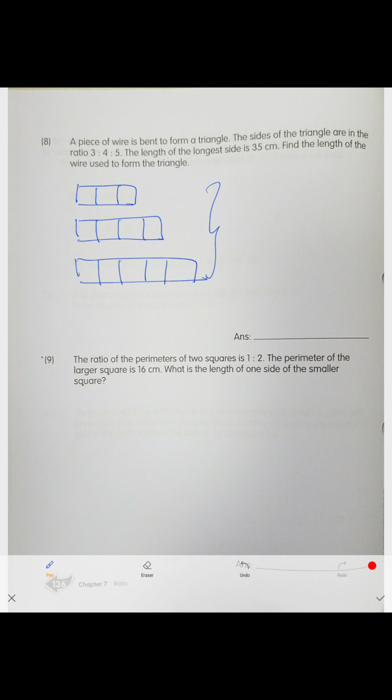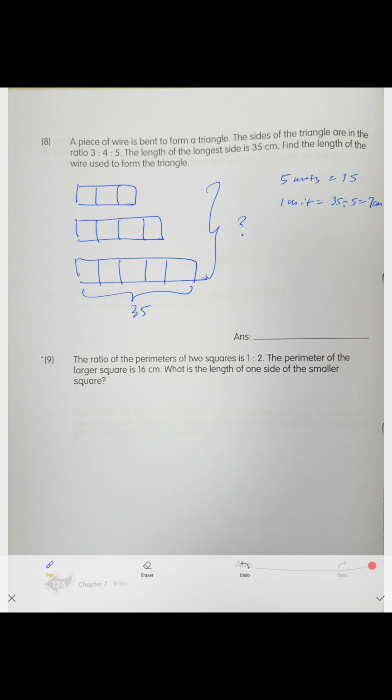So all sides all together, we don't know how long. We just know that the longest side is 35. All right? And this is what we do. So our 5 units is 35. Our 1 unit is 35 divided by 5, which is 7 centimeters.